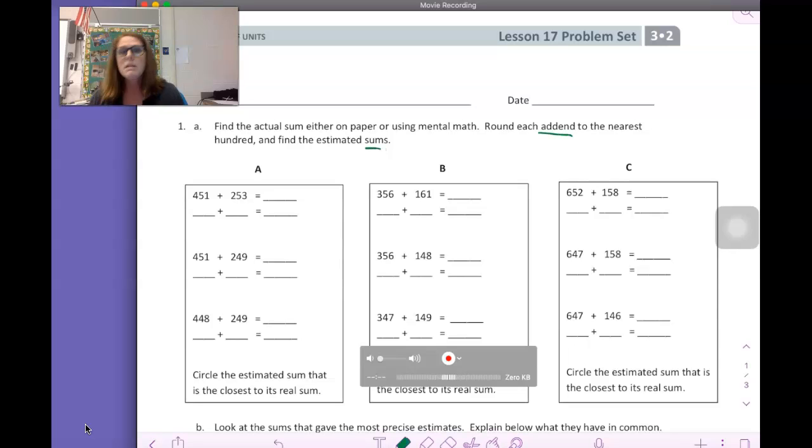Addend, sums. Addends are the numbers we're adding. Sums are the answers to an addition problem. So we are going to round each addend to the nearest 100 and find the estimated sums. So you need to first find the actual sum, either on paper or using mental math. So go ahead and do that for letter A. So you're going to add 451 plus 253. Pause the video and go ahead and do that.